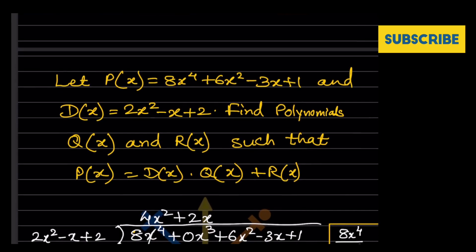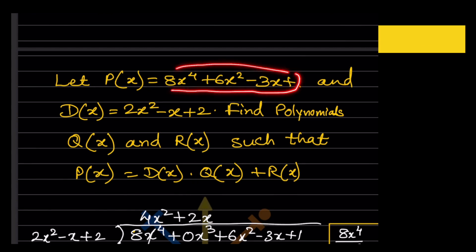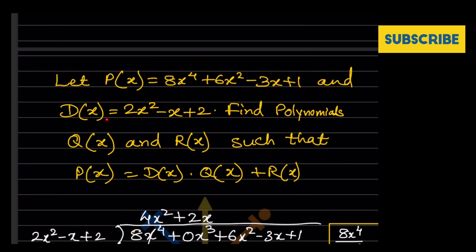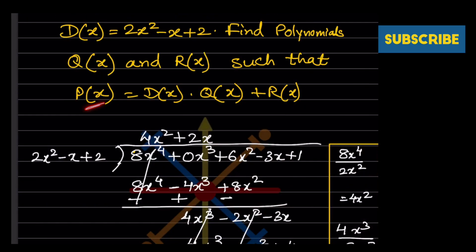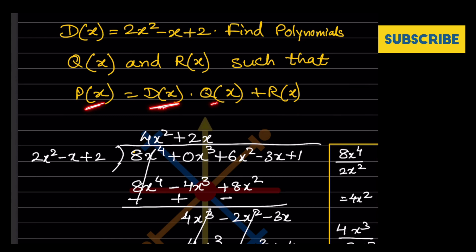Now let us see for p of x, these are the 4 terms given: 8x to the power 4 plus 6x squared minus 3x plus 1, and it is given that d of x is 2x squared minus x plus 2. You have to find the polynomials q of x and r of x, such that, what I have told you here, dividend is equal to divisor, that is d of x, into quotient, that is q of x, plus remainder, that means plus r of x.